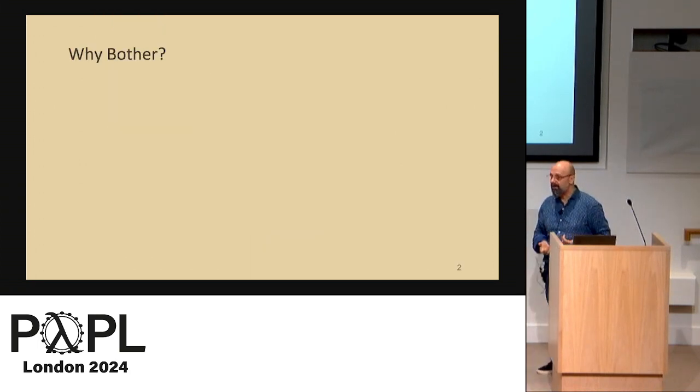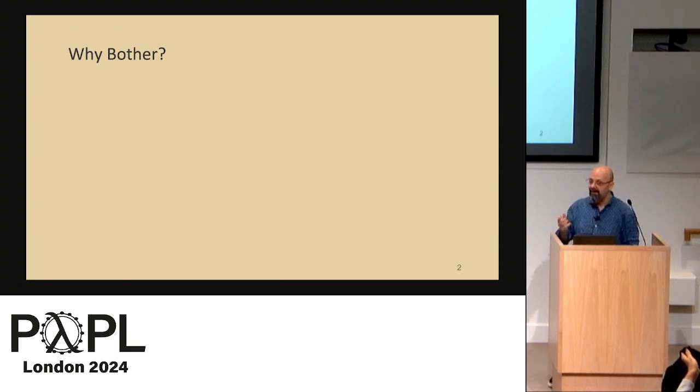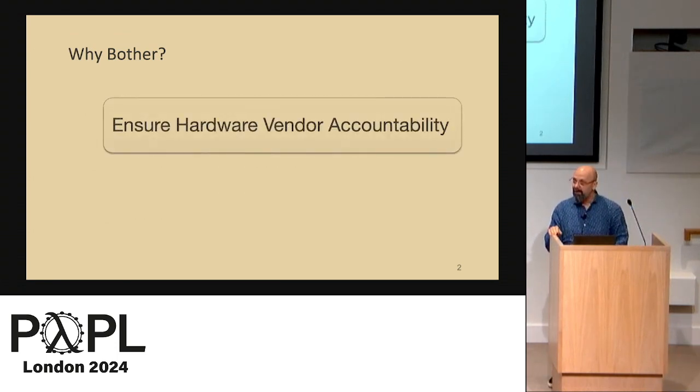Now, why bother with validation? There are mainly two big reasons for this. The first one is keeping vendors on their toes. We want to hold hardware vendors accountable by testing that the behaviors that we see do conform with their specification. The implementation of their hardware does conform with the specification that they provide.